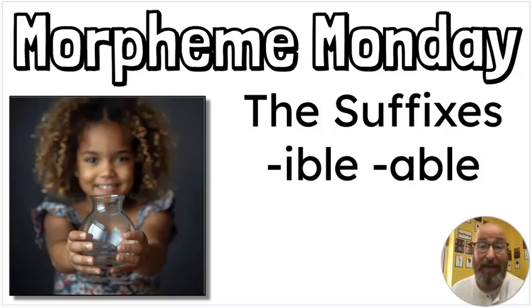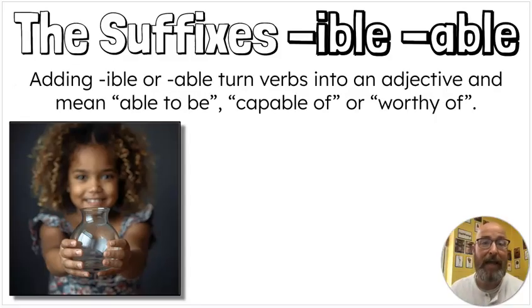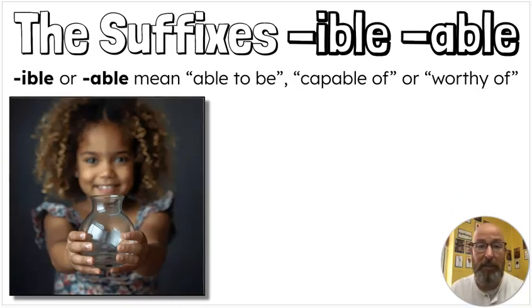Today, we're going to be looking at the suffixes IBLE and ABLE. Now, before we get started, let's talk about what a suffix is. A suffix is a word part or a morpheme that is added to the end of a root or a base word that changes its meaning. Now, when you add IBLE or ABLE, it turns verbs into an adjective and it means able to be, capable of, or worthy of. So let's get started with this picture right here.